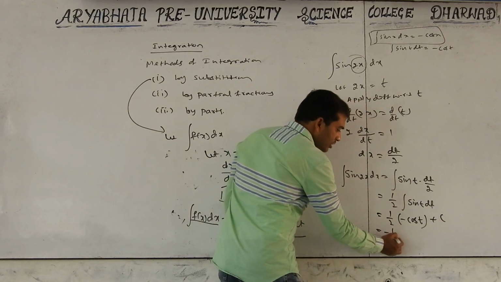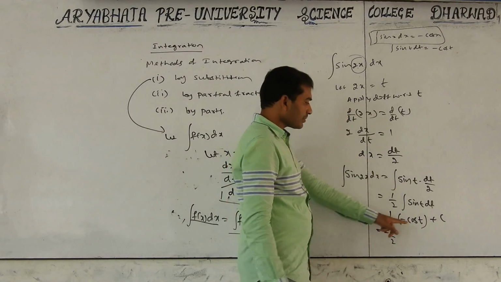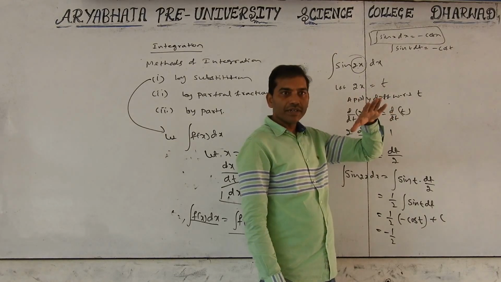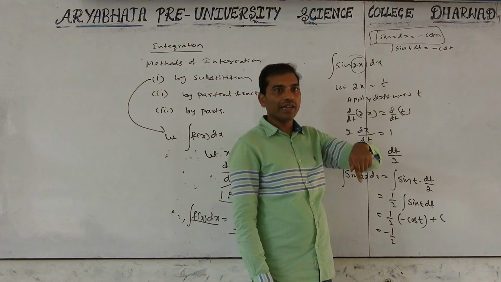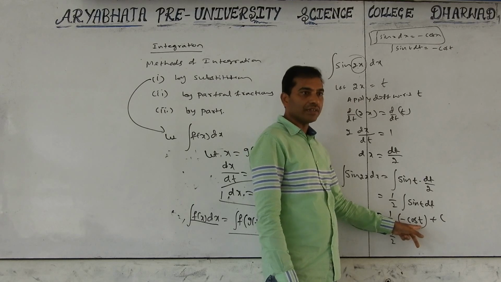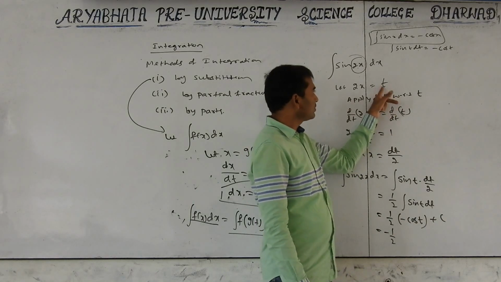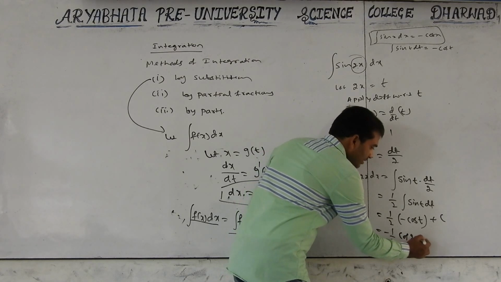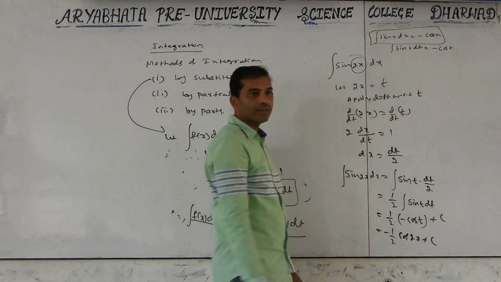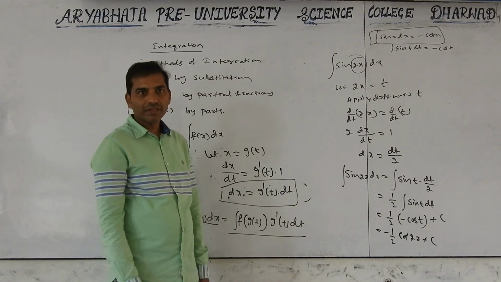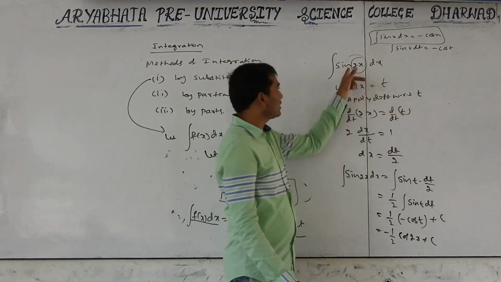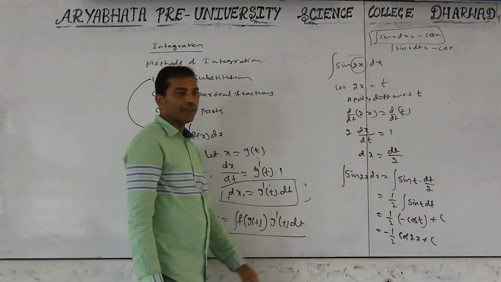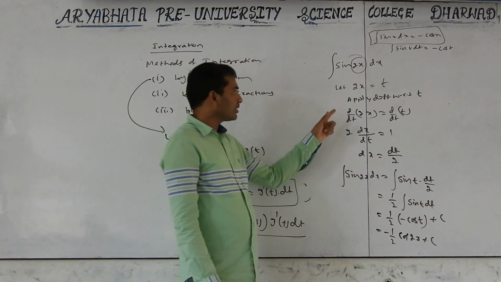And what we have assumed, t, is not in the question. What variable is there? The x variable, not the t variable. t is our assumed variable, so convert it to the original variable. t is equal to 2x: minus cos 2x plus c. So this is called the substitution method. If you apply differentiation to this, you get this. So this is the procedure of the substitution method.